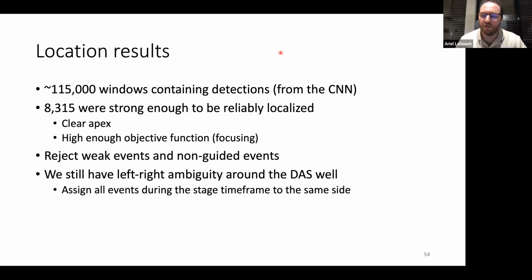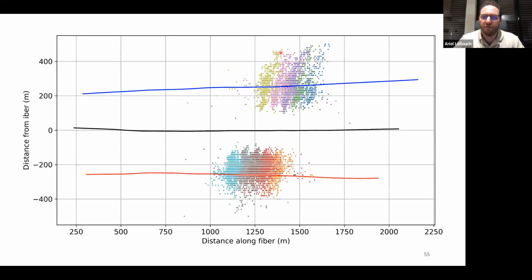And as I mentioned, we still have the left-right ambiguity, so we just attribute all events to the stimulated well. And when we did the full location for 10 stages, we got this image, which we really liked. Each stage is color-coded. We've got 5 on each well. And this image tells us, I think, quite a few things in terms of interpretation.